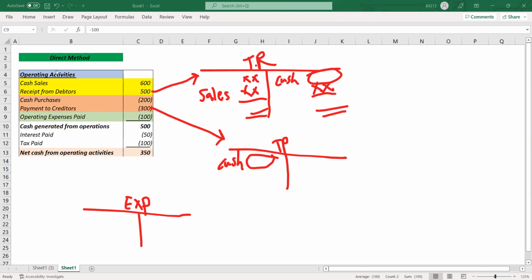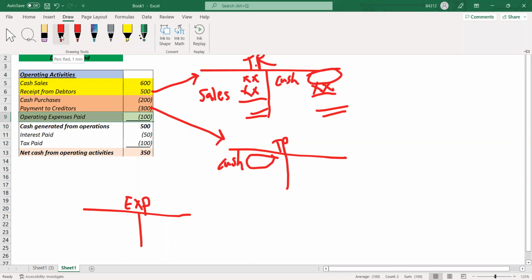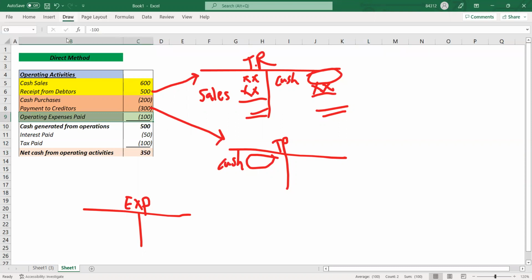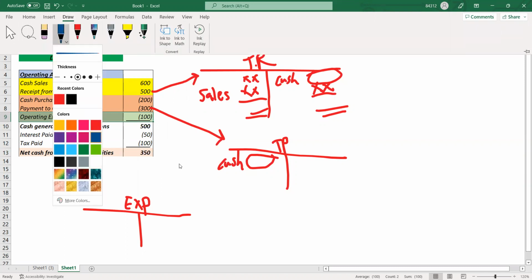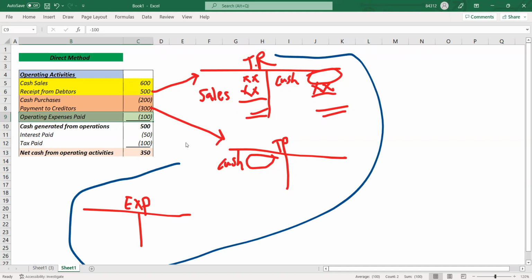Okay. So if they ask for the direct method, you definitely have to create these three ledger accounts. Then only it's easy for you to get the answers. Trade receivable, trade payable, expense. And for interest paid, you can prepare an interest expense account.